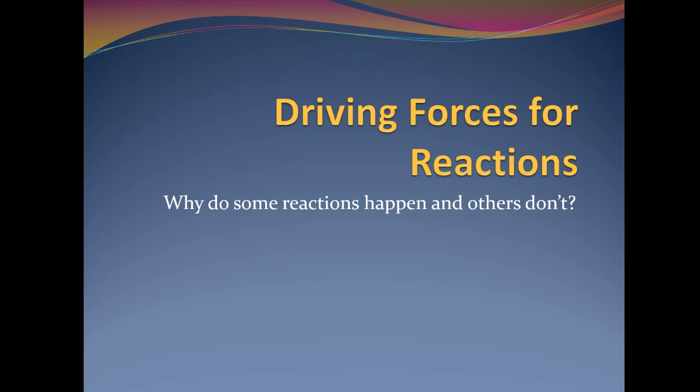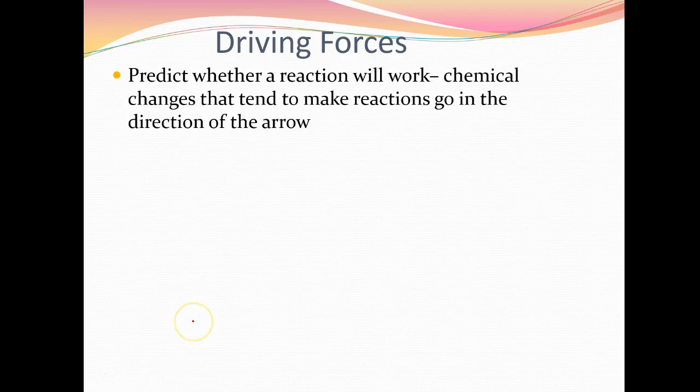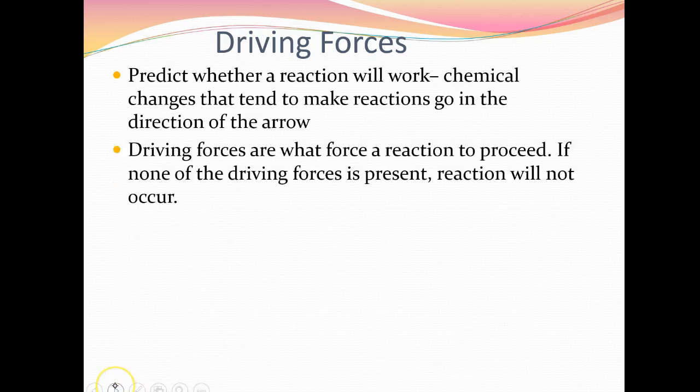And so we're going to talk about one of the driving forces for reactions, why things happen. So this can tell you whether or not a reaction is going to happen. Chemical changes that tend to make the reactions go in the direction of the arrow. In other words, iron will turn into rust, but rust will not turn into iron. So driving forces are what force a reaction to proceed based on our observations. If none of the driving forces are present, the reaction should not occur.